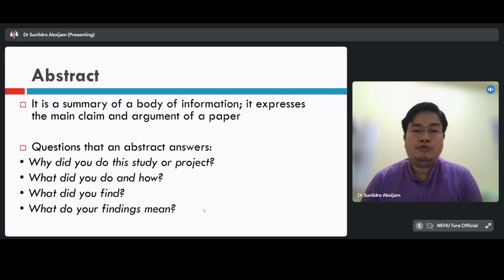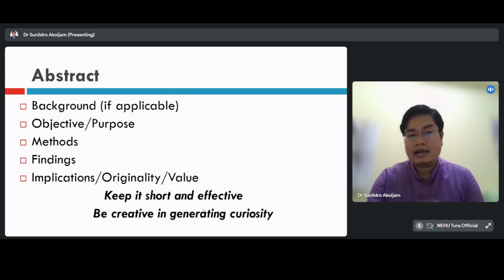Why did you do this study or project? What did you do and how? Then what did you find? And lastly, what do your findings mean? These are the questions, and the answers should be reflected in the abstract. Going further, these are the important things that you should include in your abstract.